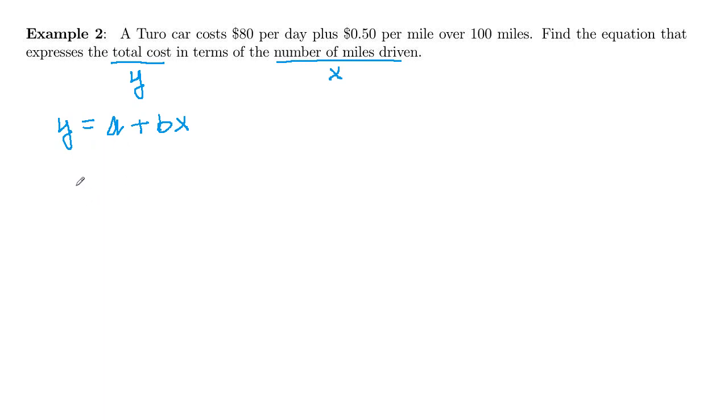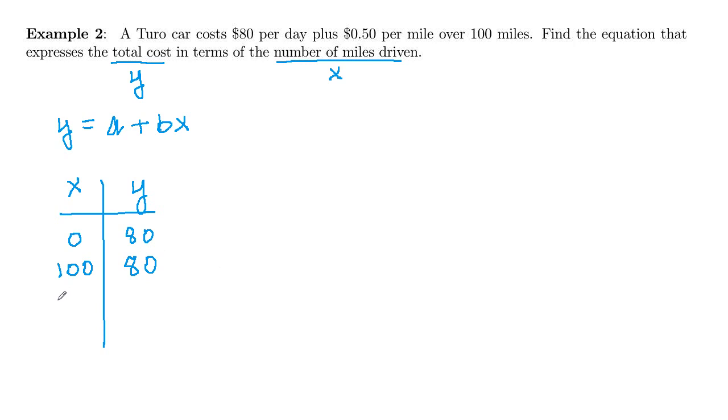So if we look at some values of x here and some values of y, which is our total cost here. So if you drive 0 miles, you're still going to pay that $80. And then if you drive 100 miles, you're still going to pay that $80. It's only mileage over 100.